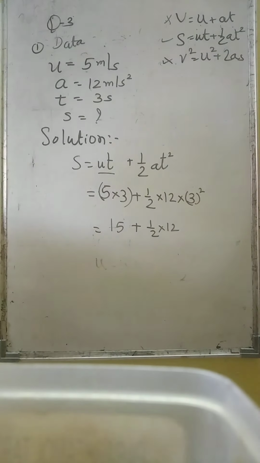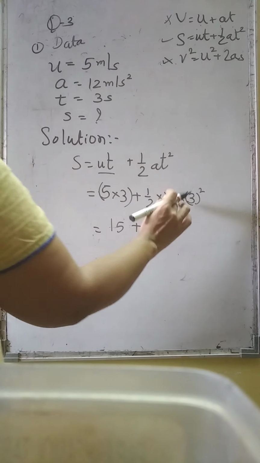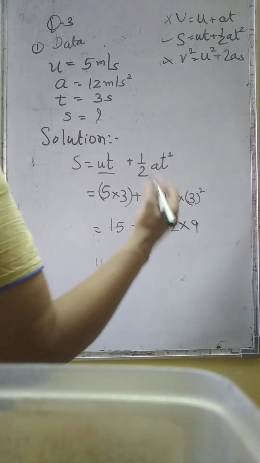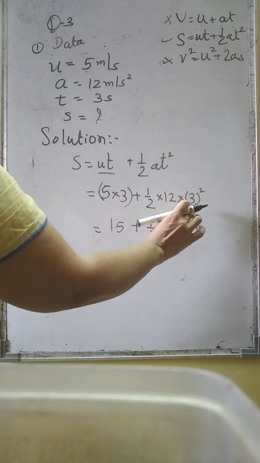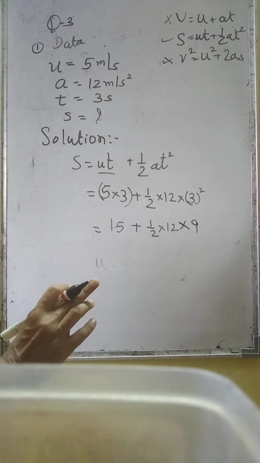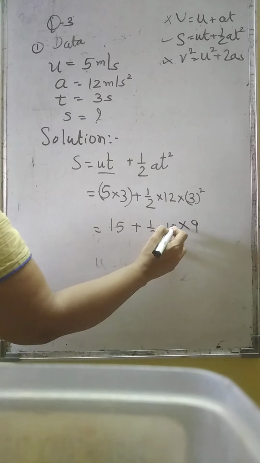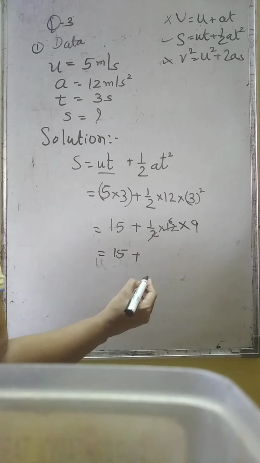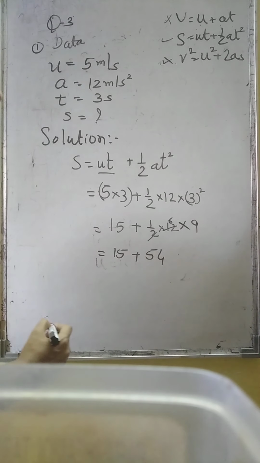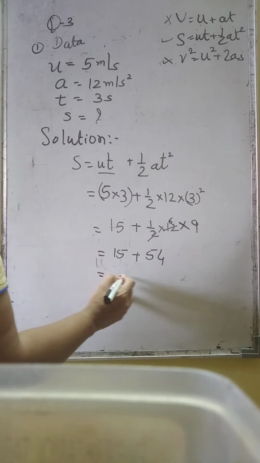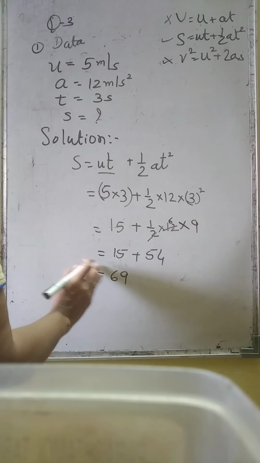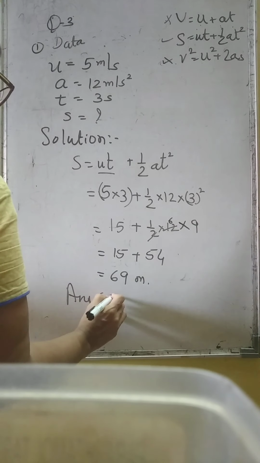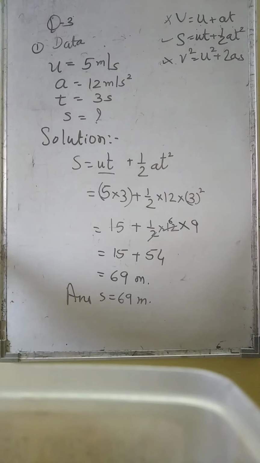Children, though cancellation was possible, I don't do it now. First, remember, if you have anything containing indices, you have to solve that first. Before the BODMAS rule also, you have to solve the indices, always. Now you can do the cancellation whatever is possible. So it will be 15 plus 6 nines are 54. So you have 69 meters. Right? So answer S is equal to 69 meters.